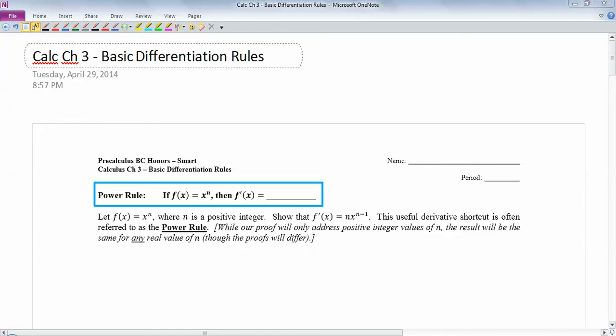Okay, so in this video, we're going to start the basic differentiation rules handout. I'll work through probably the first couple pages and then save the last page for another video.